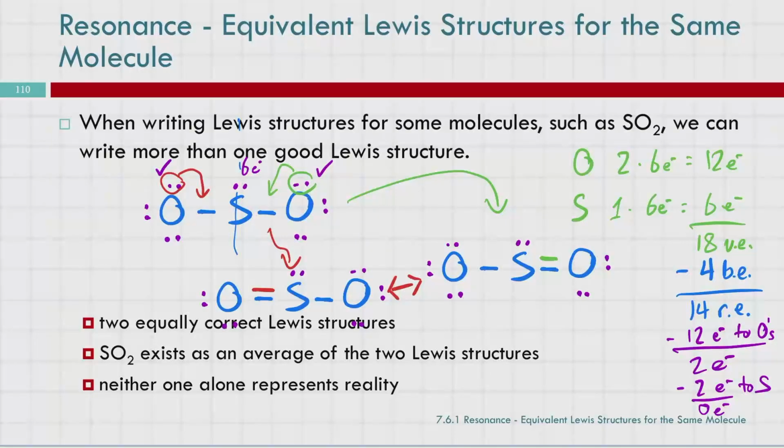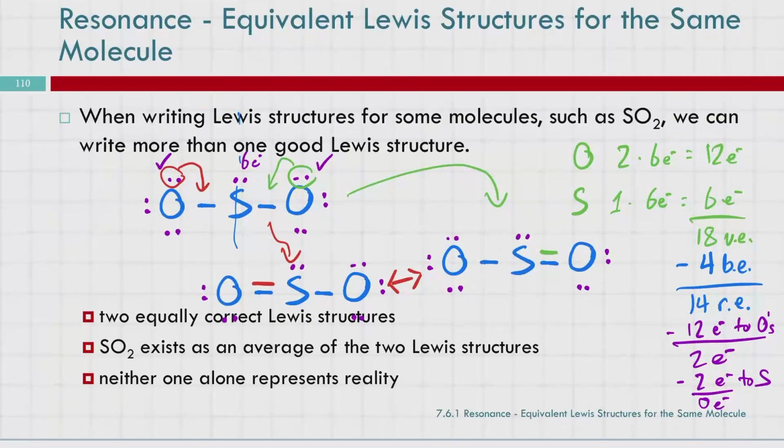This is the best that we can do with Lewis theory. Both of these are actually wrong. In reality, it's a combination of the two. It would be some secret hybrid of these two. For Lewis theory, we have to draw both because both shows our resonance.